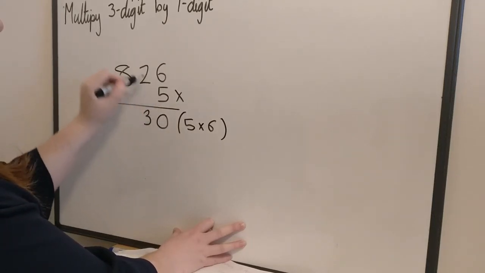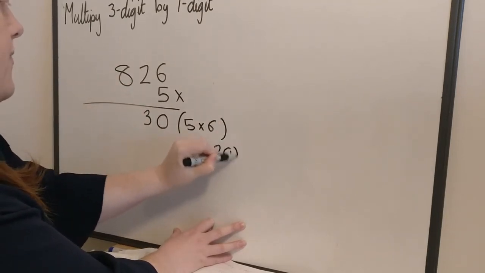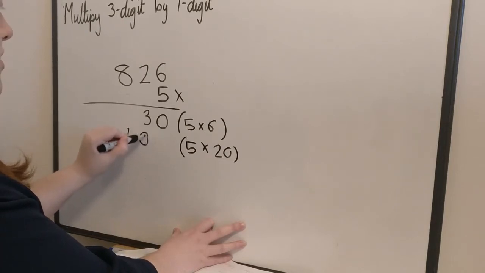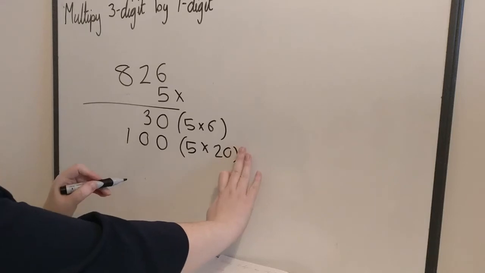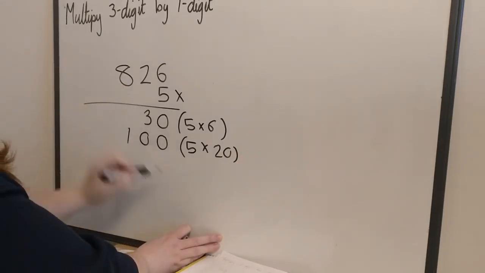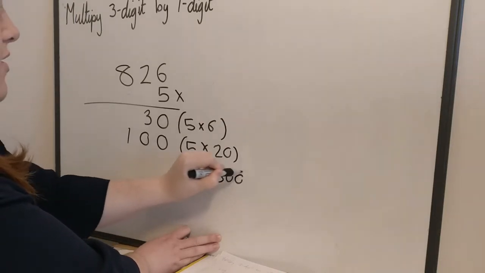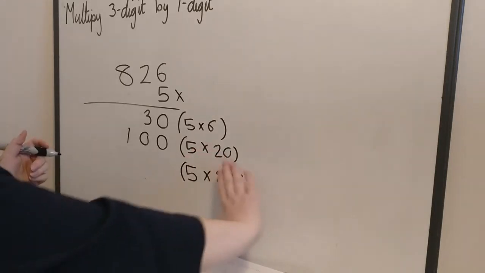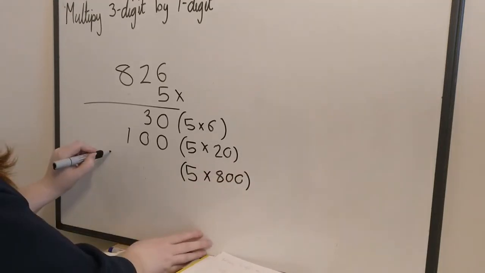Now let's look at the tens. 5 times 2 tens is 20. 5 times 20 is 100, because you can do 5 times 2, 10, move it up in place value, 100. Next, 5 times 8 hundreds. 8 hundreds is 800. And 5 times 8 is 40. 400, 4,000.